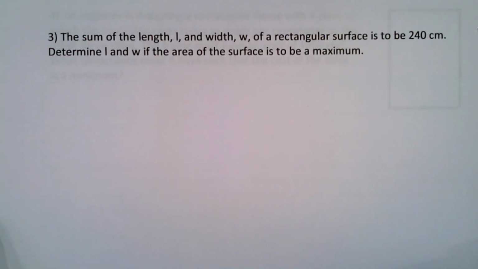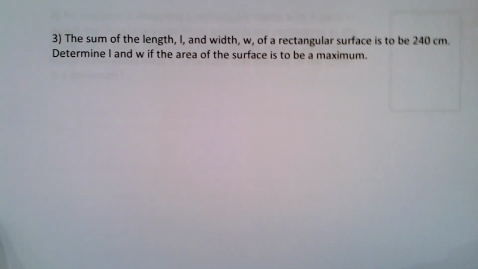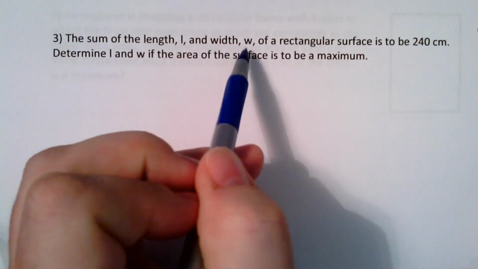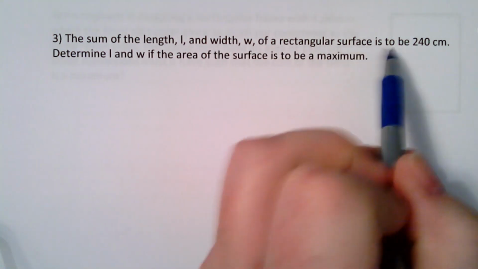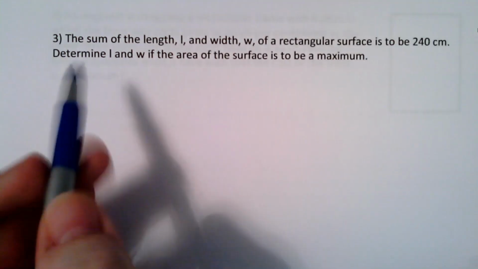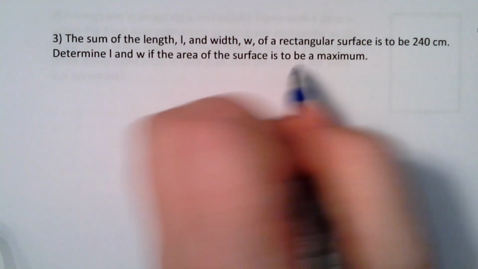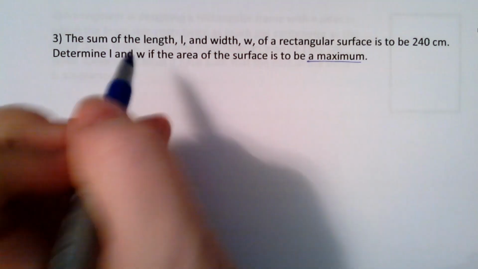All right, so example number 3. The sum of the length L and width W of a rectangular surface is to be 240 centimeters. Determine L and W if the area of the surface is to be a maximum. All right.